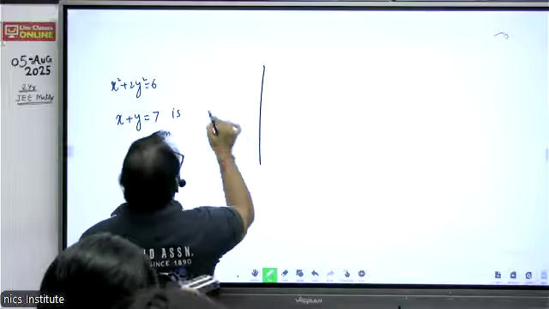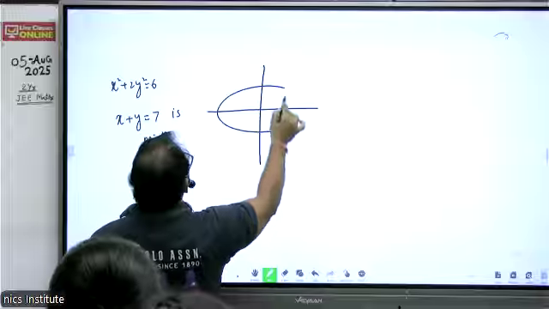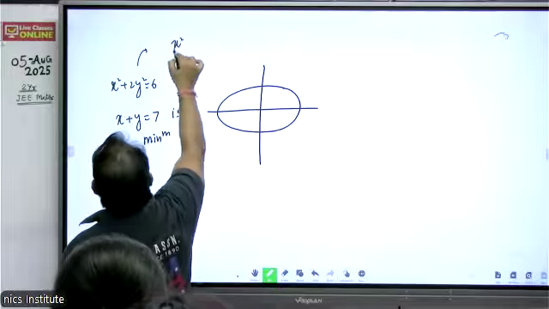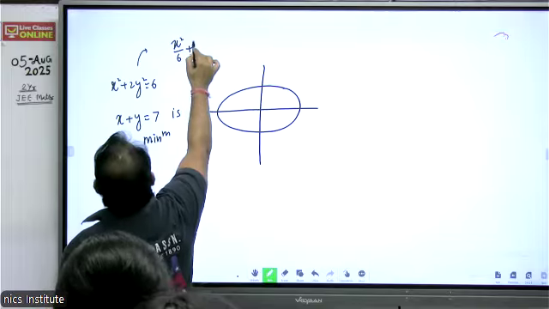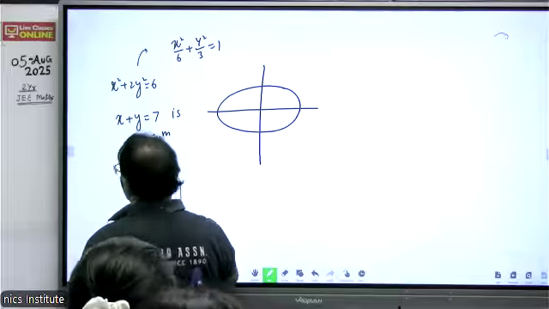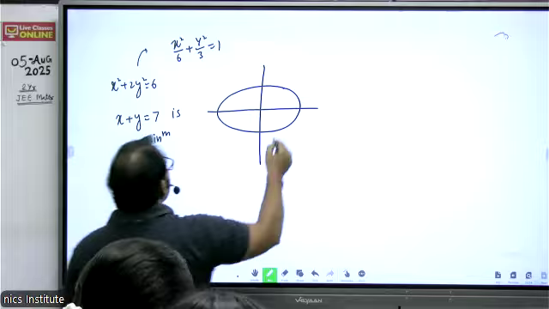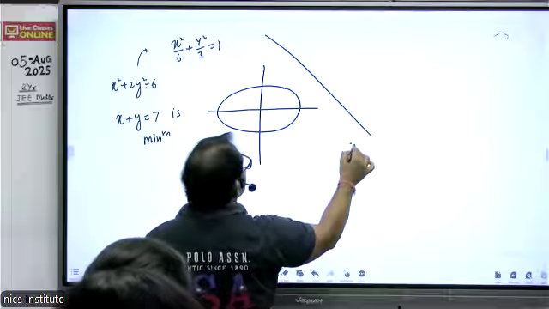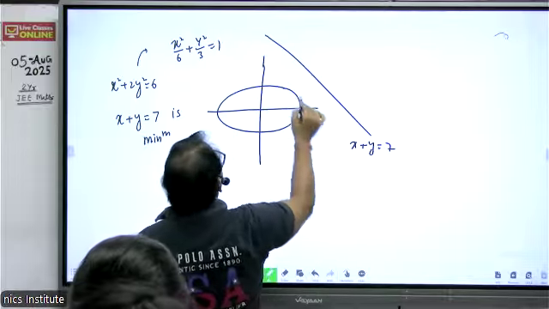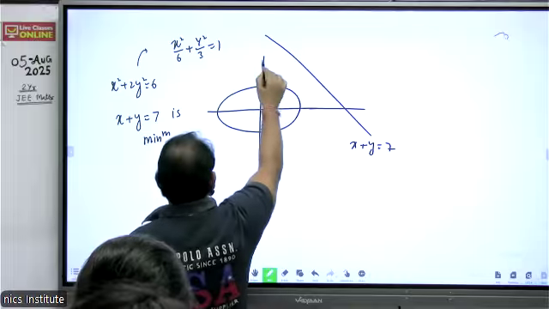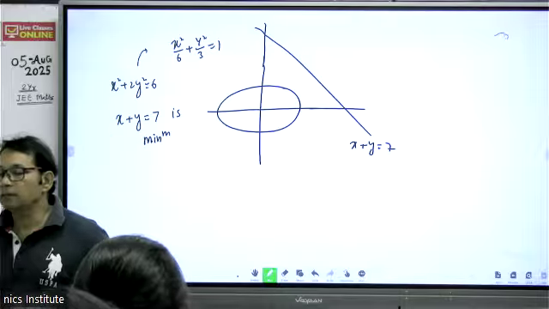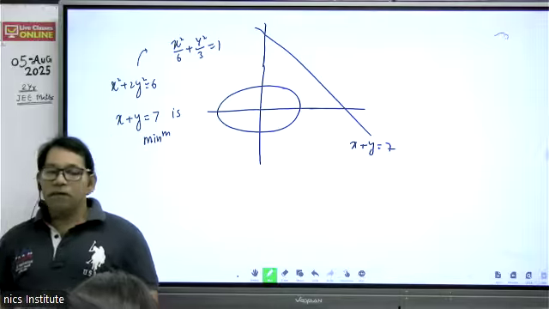Look at this equation. It is an equation of ellipse. If I divide it by 6, it'll be x square by 6 plus y square by 3 is equal to 1. It is the equation of an ellipse. The line x plus y equal to 7 would be like this. So if you look at the diagram, we already know the answer.